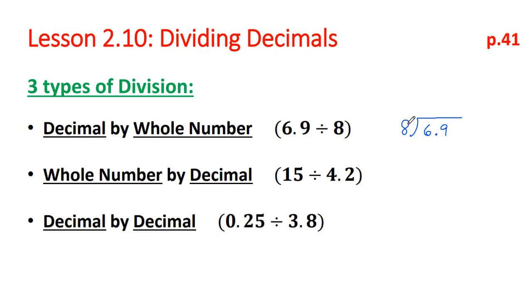Our second style is where we have a whole number, 15, dividing by a decimal divisor, 4.2. And our last style is where we have decimals both as our dividend and as our divisor. So here we're going to have 0.25 divided by 3.8. It's really important that when you look at the symbols, you're able to put the numbers in the correct location for long division. So the first number goes inside the house and the second number goes outside.